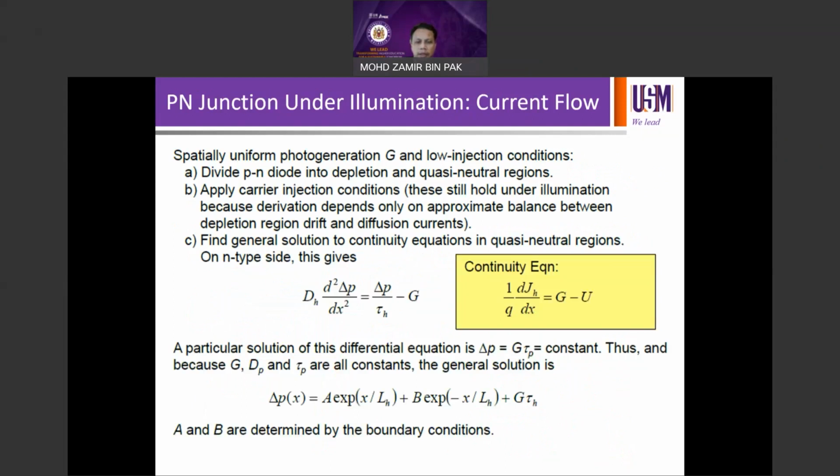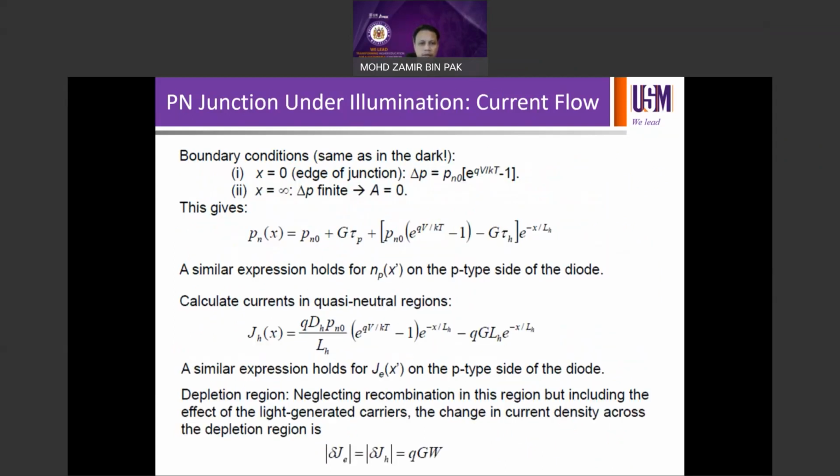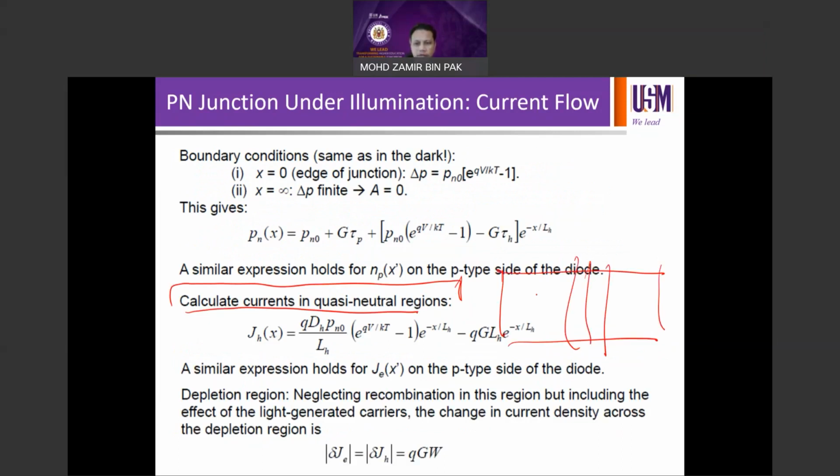So this is what we learned last time on the continuity equation, where we learned about the generation minus recombination rate. And we've also covered the general solution, which is given by this equation, right? So let me just go through the equation. This is the current in the quasi-neutral region. Remember last time when we talked about your PN junction, say this is the P side, this is the N side, this is the W.